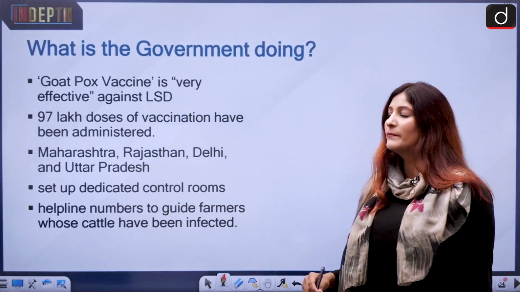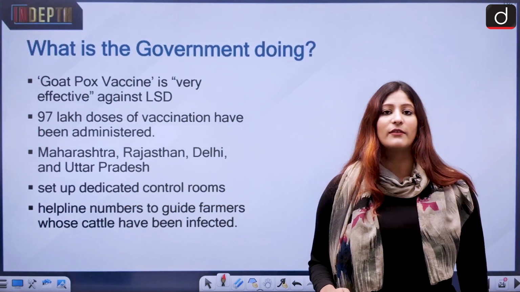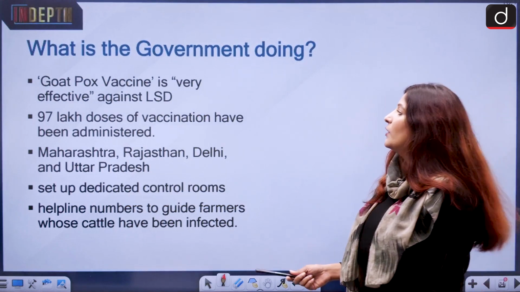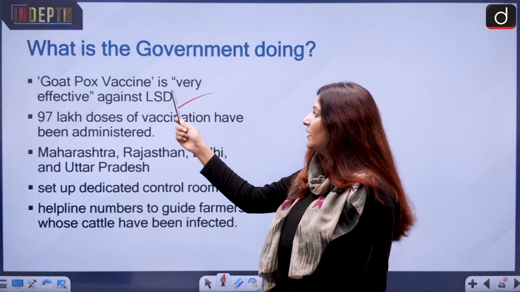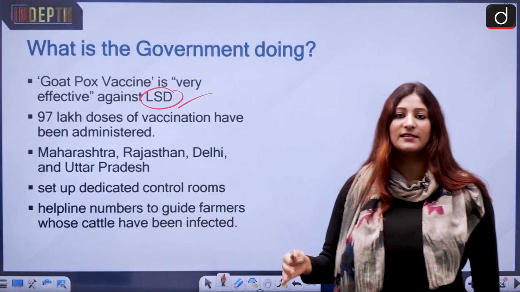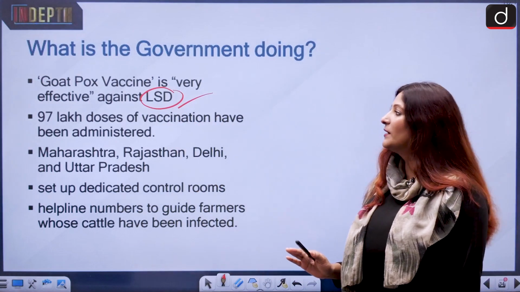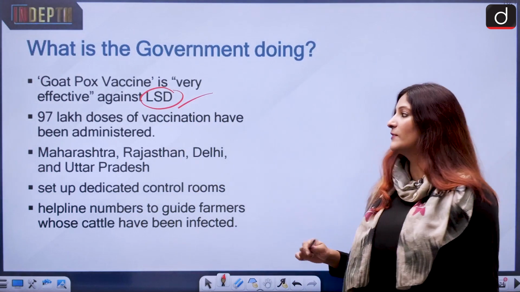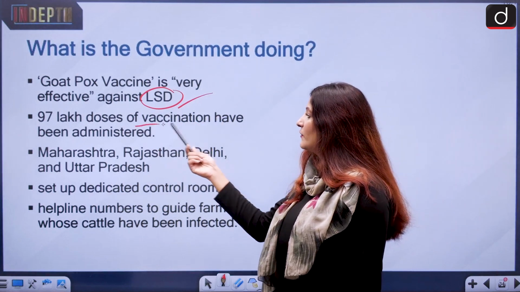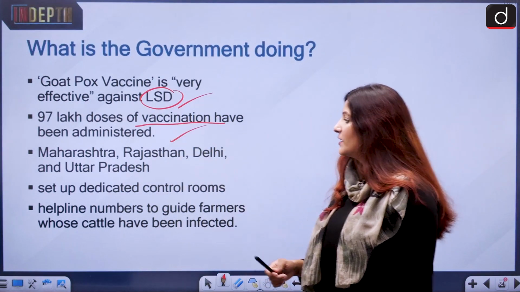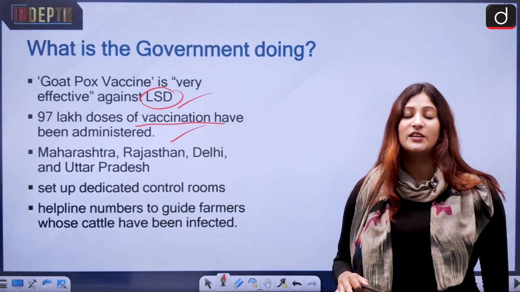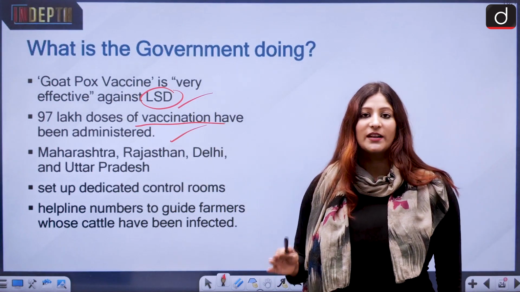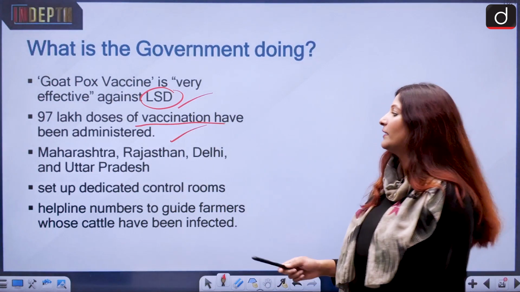What is the government doing? Government has said that we do have the vaccine. The goat pox vaccine is very effective against LSD, plus the commercialization is in process. It has not been commercialized. Which one? The indigenously developed one. 97 lakh doses of vaccine have already been administered, and many states are very vigilant with respect to such things, specifically quarantining and movement of cattle.